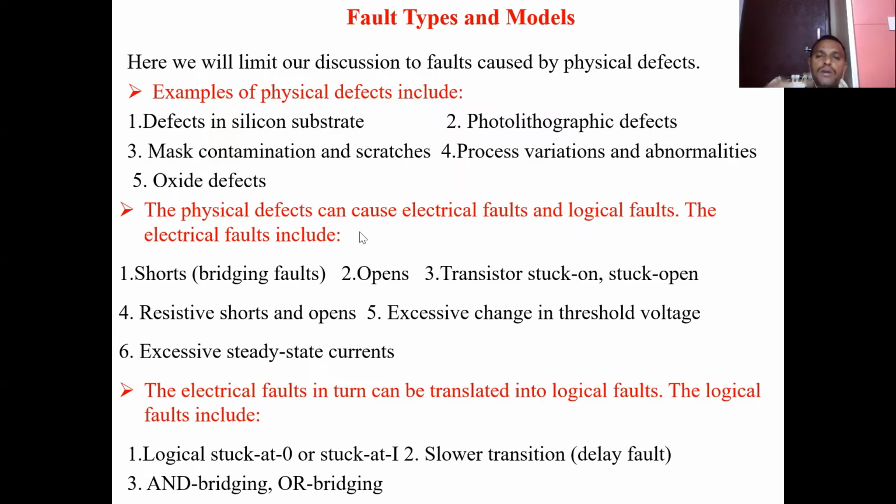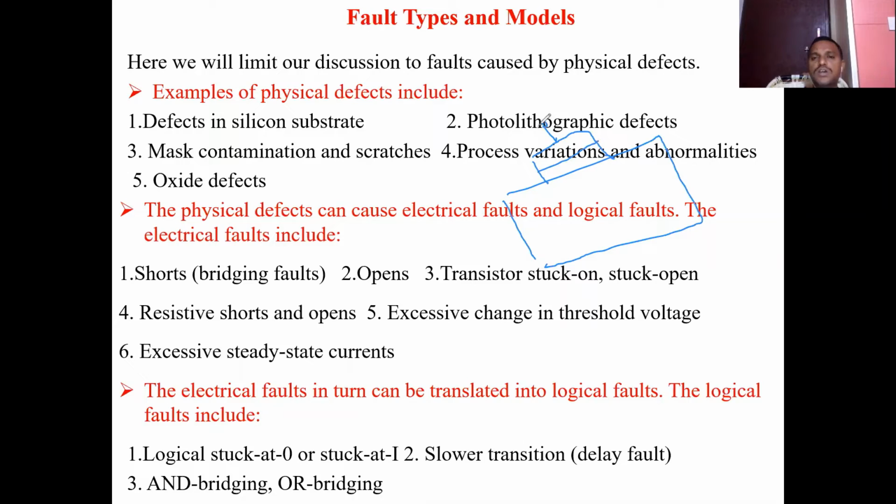The physical defects will cause both electrical faults and, at the same time, logical faults. The electrical faults include shorts, which are nothing but bridge faults. I will draw an example here so that I can explain what shorts are.